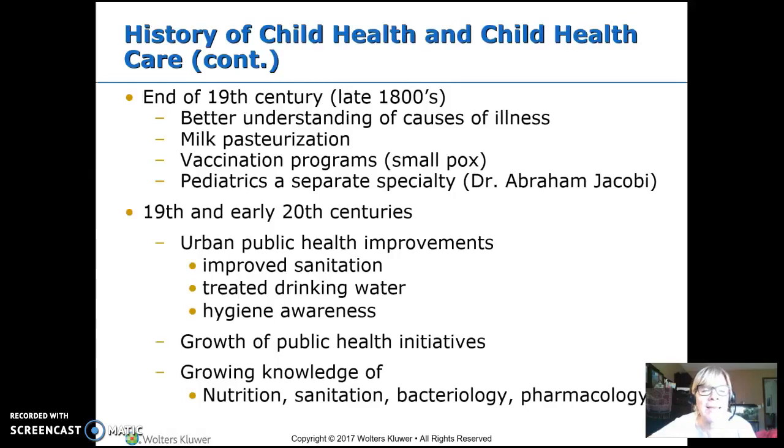As time went on, the 19th and early 20th centuries, urban public health really improved because they started to improve sanitation, make sewerage systems, treat drinking water, and become aware of hygiene practices. Public health departments that really promoted public health developed, and people gained an understanding of nutrition, sanitation, bacteriology, and pharmacology that made huge differences.